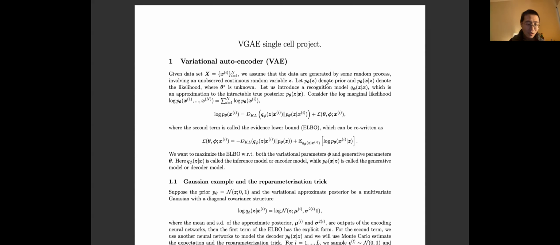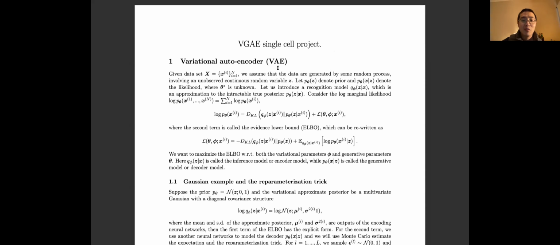This note is to summarize some variational autoencoders and how they are applied to single cell data, and then introduce the graphical variational autoencoder and how to construct a graph view of the variational autoencoder. So these are the four papers in this note.